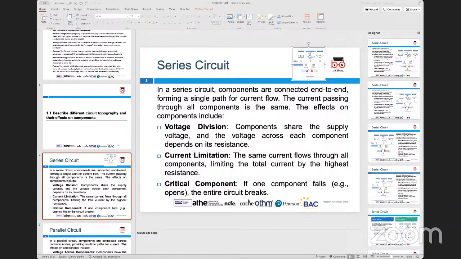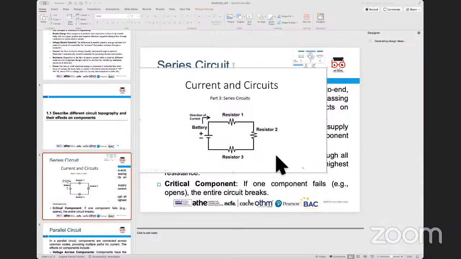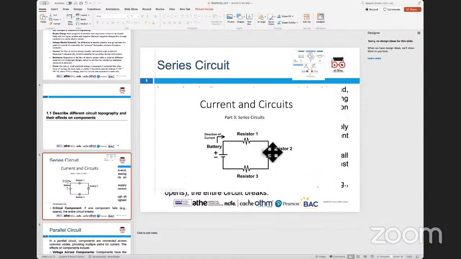Now, in a series circuit, you would generally see components connected one after the other in a single path. Let me see if I can bring a picture of a series circuit. And that series circuit would essentially be a circuit like this. You would generally see this is a series circuit.